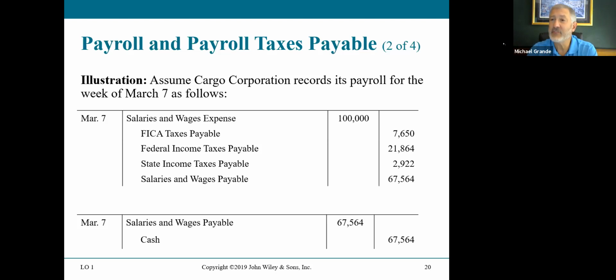Those other obligations are withholdings, monies that were taken from the employee's paycheck that the company owes to the federal government and state government. When they actually disperse the cash to their employees, they have that second journal entry there where they reduce the obligation and reduce cash.